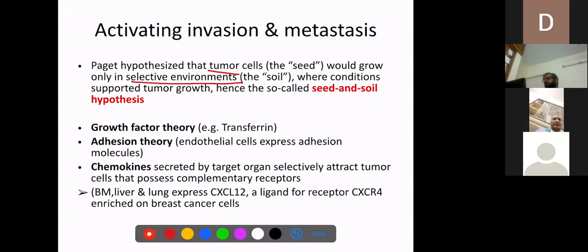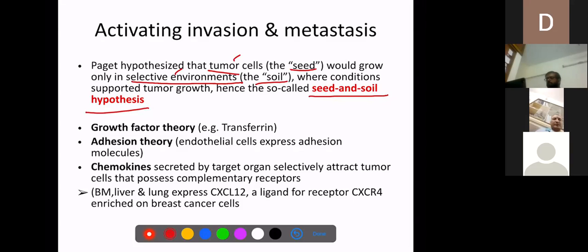Similarly, the tumor cells also grow only in a selective environment. For example, a gastric cancer cell can grow only in a certain environment. It will not invade and metastasize to all the organs, but preferably can go to other organs. Sometimes a coconut tree can be grown in North India, but it will not grow in a nice way. The tumor cells also require a selective environment. The tumor cell is the seed and the soil is the environment. So when they have good support for tumor growth, they grow well. That is called the seed and soil hypothesis.